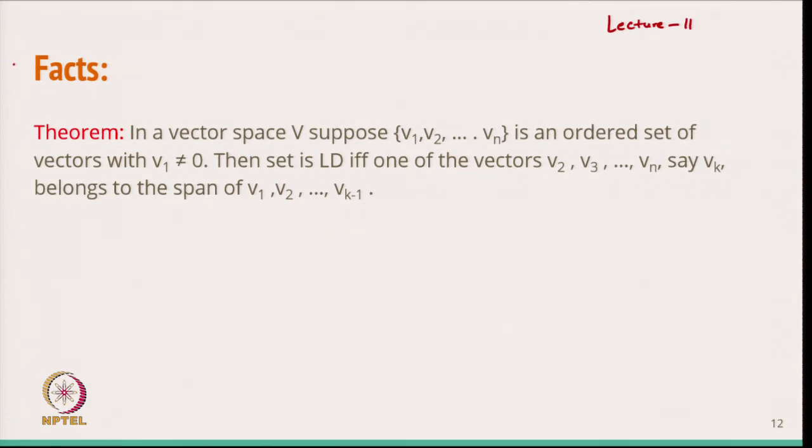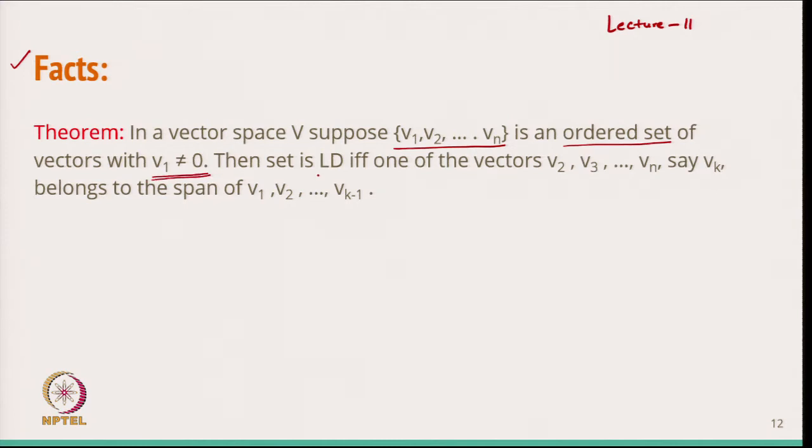This is another fact we are going to discuss, or maybe it is a theorem. In a vector space V, suppose we have n vectors given to us in an ordered set. Ordered set means they are given in order, so V1 definitely comes before V2 and V2 comes before V3. We cannot change the order of this set. This is a set of vectors with V1 non-zero.